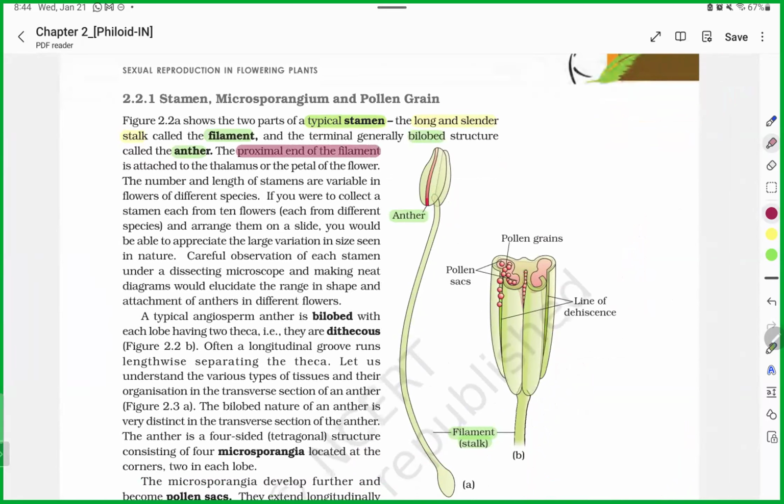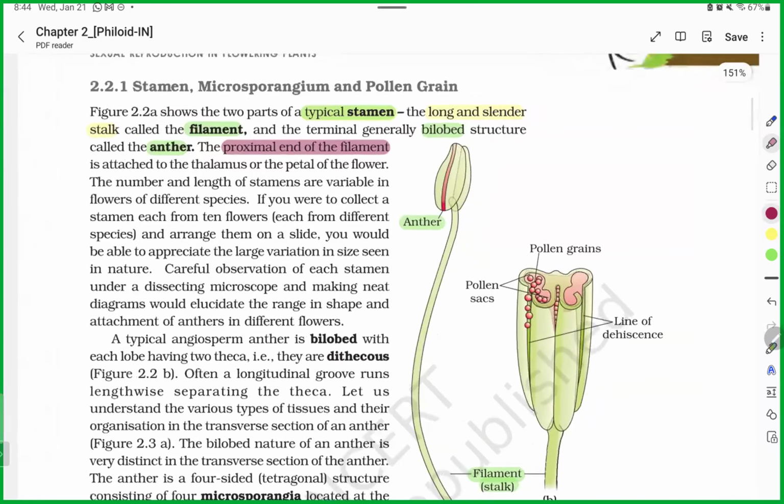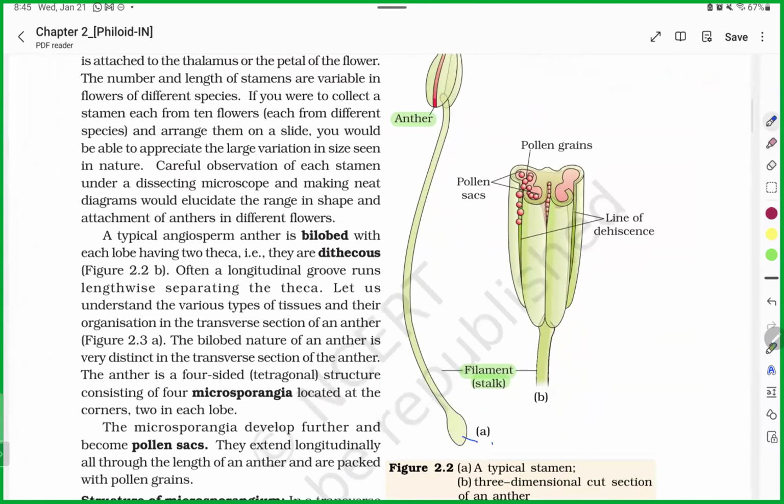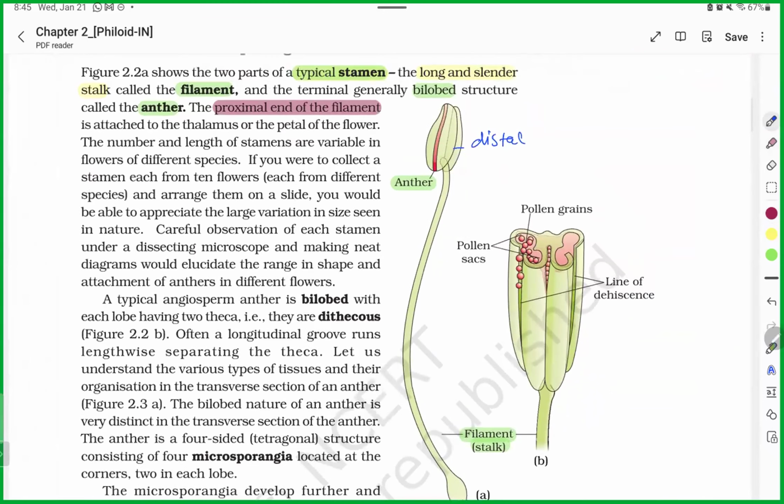Proximal end of the filament. A question can be given as distal end of the filament, so it will be wrong. Proximal end of the filament means this end is proximal, this end is distal. The first part is proximal, the last part is distal. The proximal end is attached to either the thalamus or the petal of the flower. This is also extremely important. So the filament end can be attached to the thalamus, the base of the flower, or sometimes the petal.